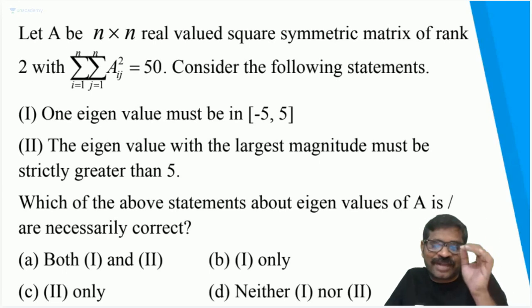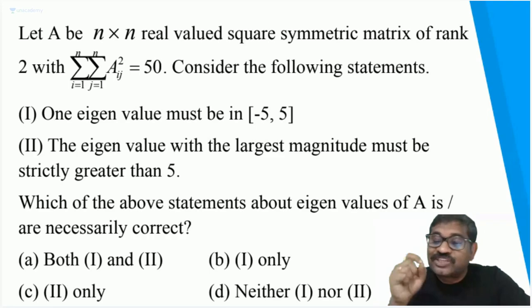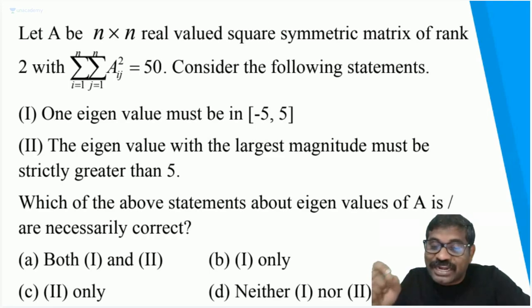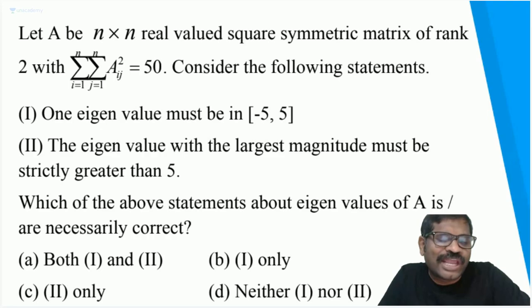Please observe. Matrix A is n cross n, real valued square symmetric matrix of rank 2. Sigma i equal to 1 to n, sigma j equal to 1 to n, aij square equal to 50.